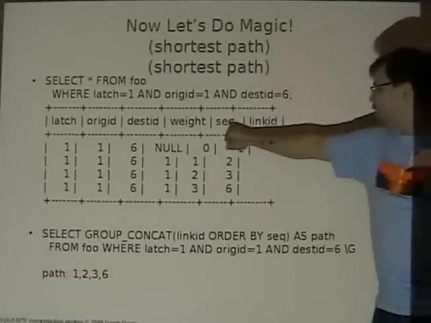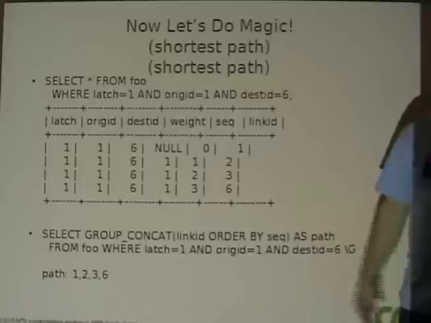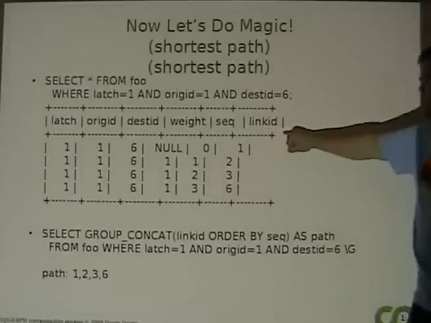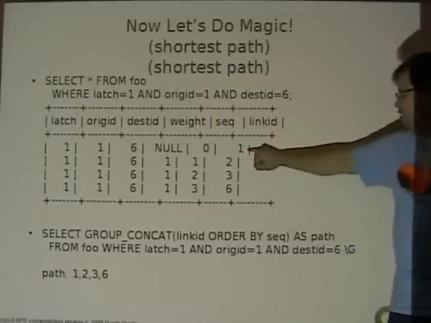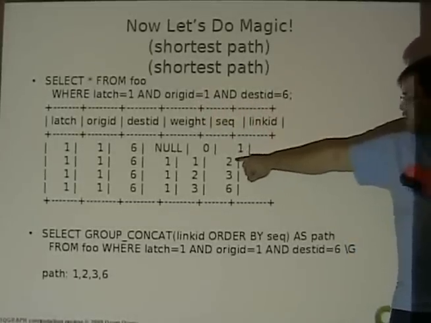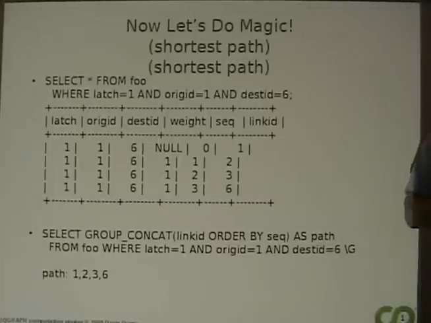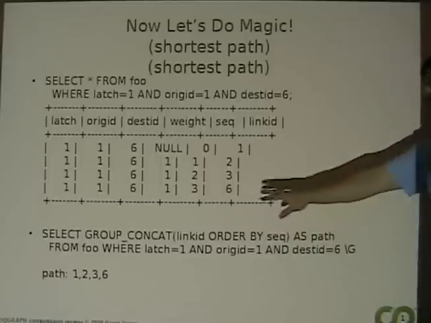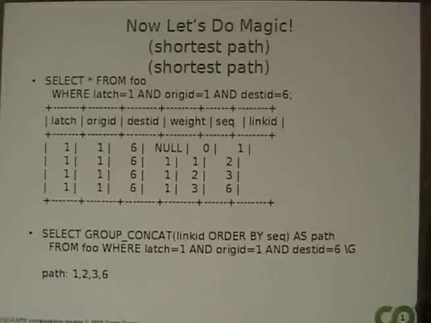So here the sequence number is just an increasing number: 0, 1, 2, 3, basically the row count of the data being output. And the link ID, you can imagine it like the origin ID is 1, the destination ID is 6. Right now it's standing on node 1. And then it traverses onto node 2, then 3, and it goes to 6. And that's the path it has chosen. Now, this here is just a little bit of prettiness. You can use group concat to give you a nice single value result of the path.